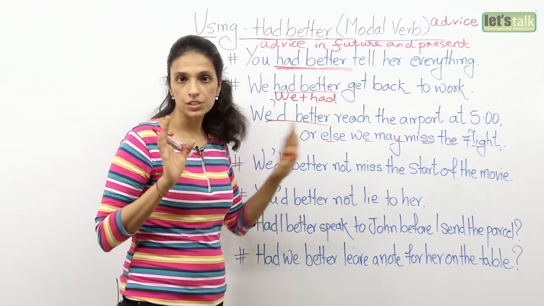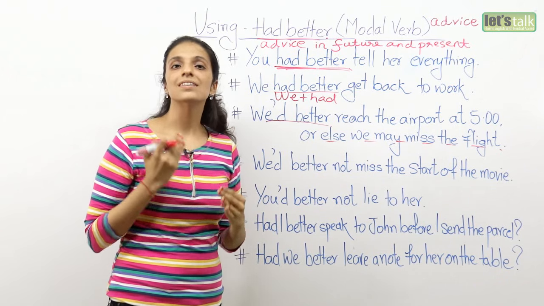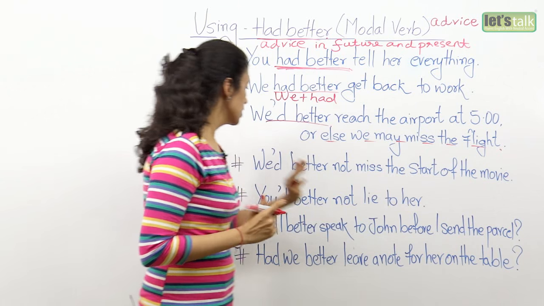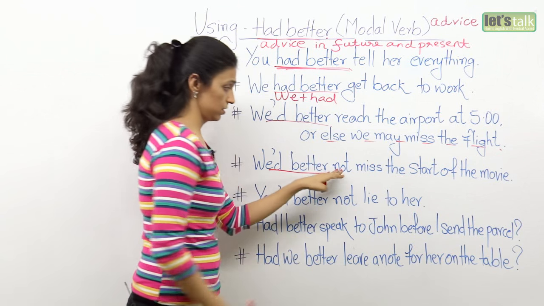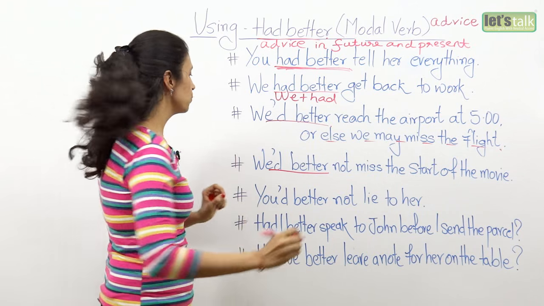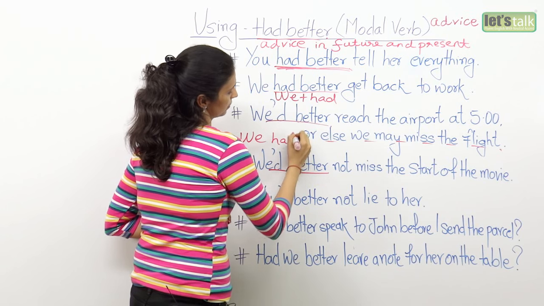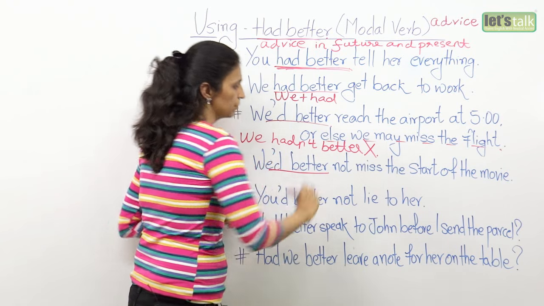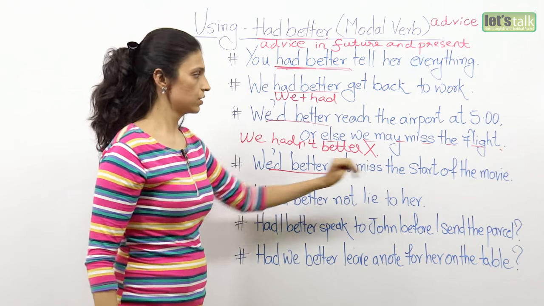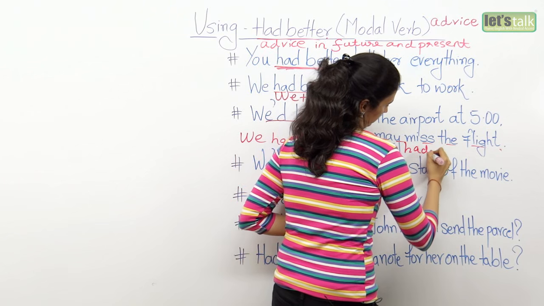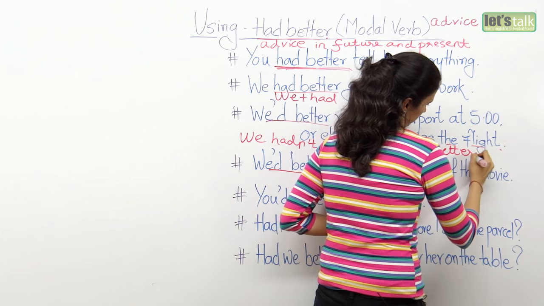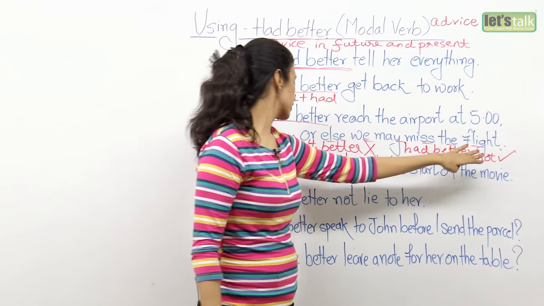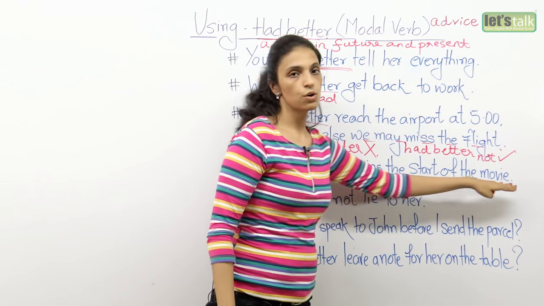Okay, friends, I hope you've understood clear. Now let's see how we use it in a negative sentence. We'd better not miss the start of the movie. Okay, so here, we'd better not. Now, please remember, you will not construct a sentence like we hadn't better. Okay, this is absolutely wrong. You say we had better not. This is how you use it in the negative. We had better not. So we had better not miss the start of the movie.